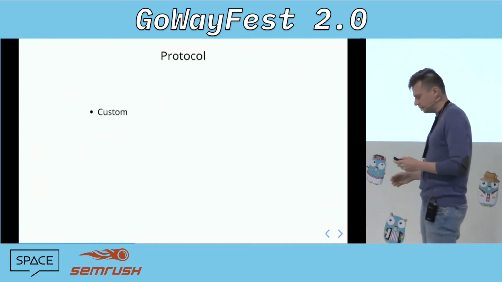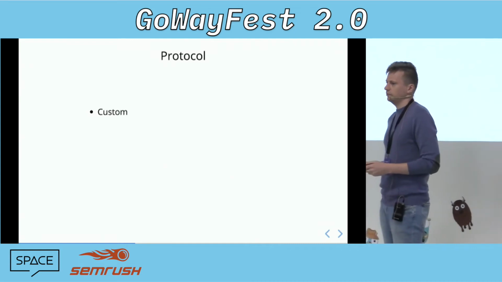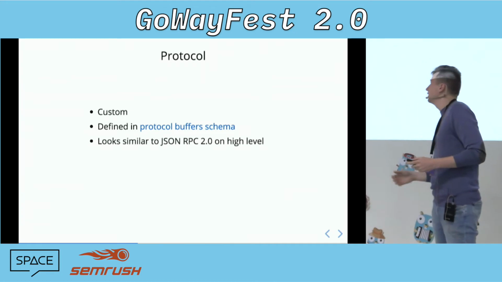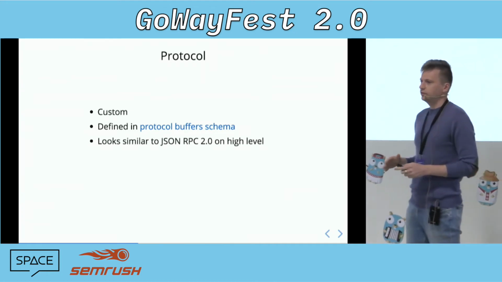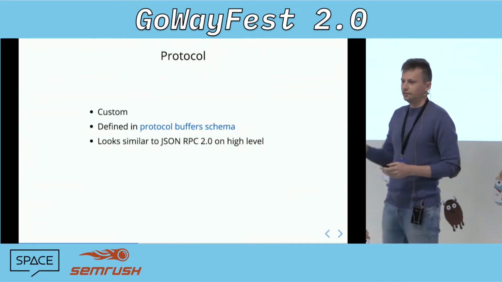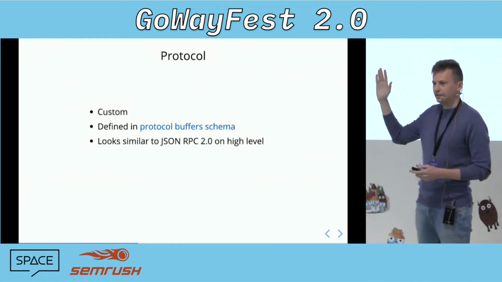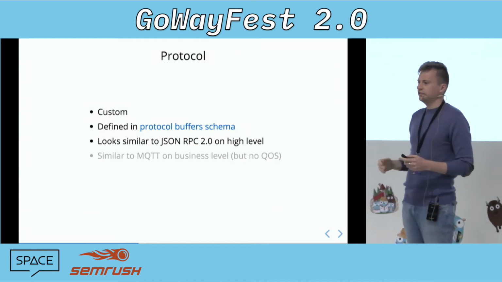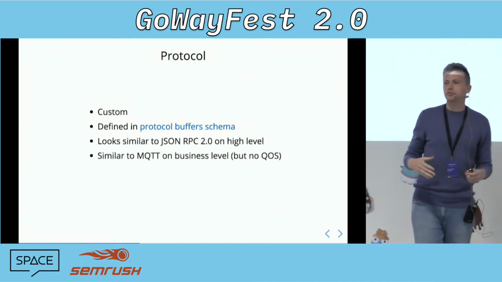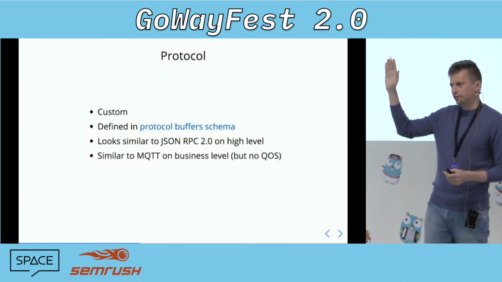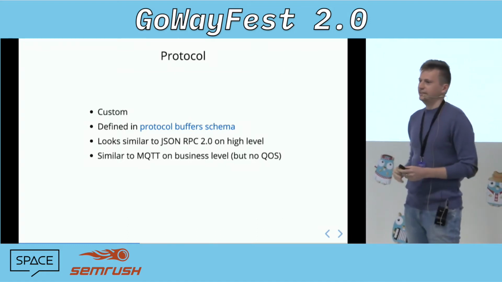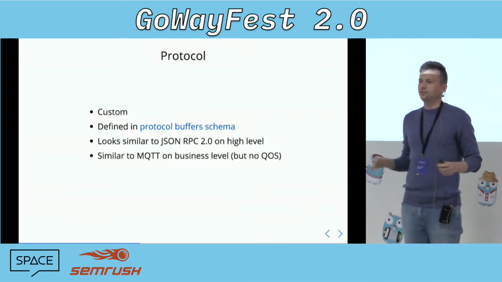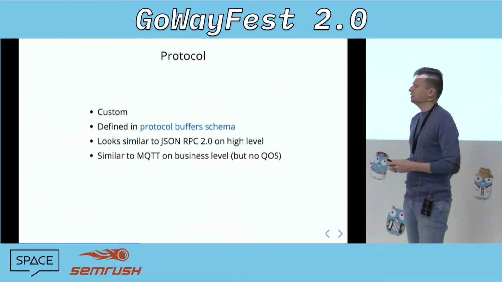About the internal client-to-server protocol. First of all, it's custom, its own protocol, defined in a protocol buffer schema. Here's the link. It looks similar to JSON RPC. How many of you use JSON RPC? It just feels like JSON RPC, but actually on the business level, it's similar to MQTT. How many have heard about MQTT? Oh, nice, nice. But there are no different quality of service levels. We will talk about message delivery models soon.